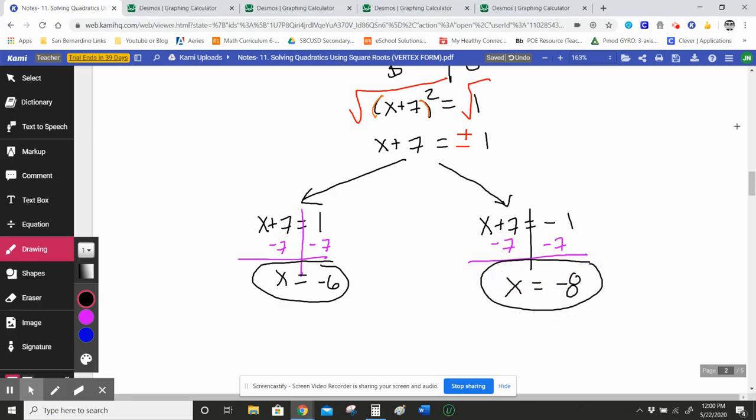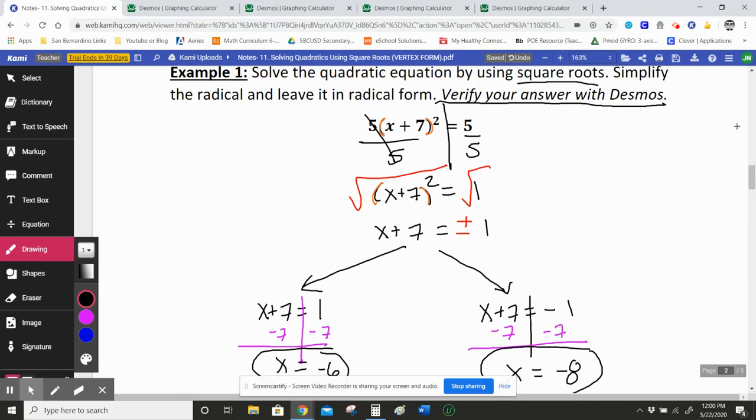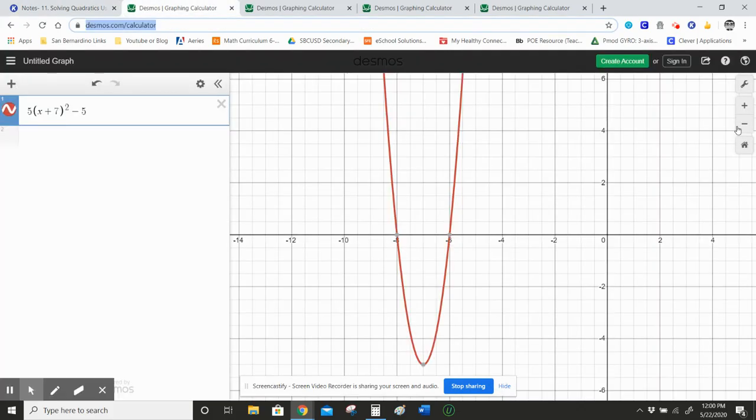So when I check my answer with Desmos, I'm going to set everything equal to 0 and then check it. So you would not plug in this exactly. You would set it equal to 0, which means you would write something like this: 5(x + 7)² − 5 = 0. You would actually graph this part into Desmos, which is exactly what I did. So I have 5(x + 7)² − 5, which was equal to 0.